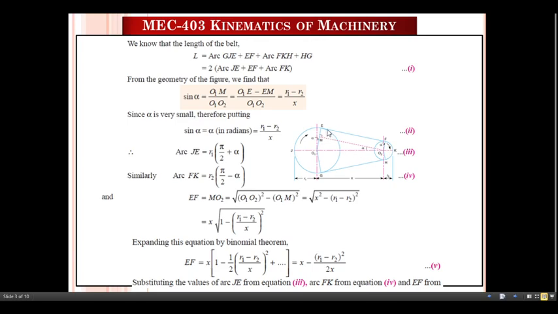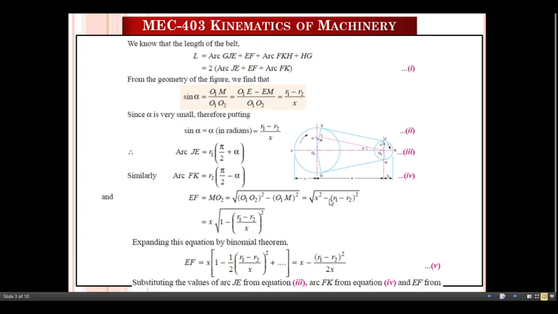What about EF? The length of EF and MO2 is the same. Now in triangle O1MO2, if we use the Pythagoras theorem, MO2 is the square root of O1O2 squared minus O1M squared. O1O2 is X, so it is the square root of X squared minus (R1 minus R2) whole squared.